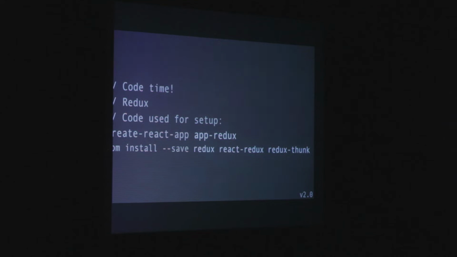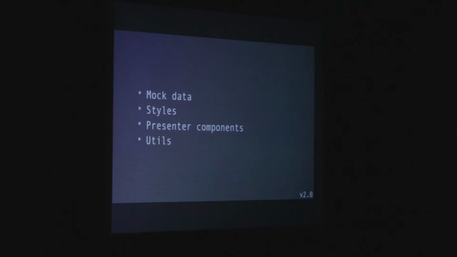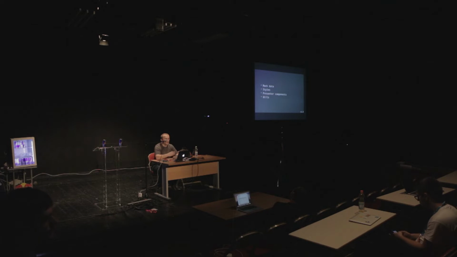For this example, we also use create React app to create it and install additional React Redux and Redux Thunk. The initial app is at tag 2.0 on GitHub. We still are using the same mock data, the data JSON that contains the list of the talks, the same styles, so the same pretty app as we saw before. The same presenter components, so the information about the speaker, about the talk, the list of the talks, and the talk summary. And the same utils, which can return us the talk ID or some social network info.